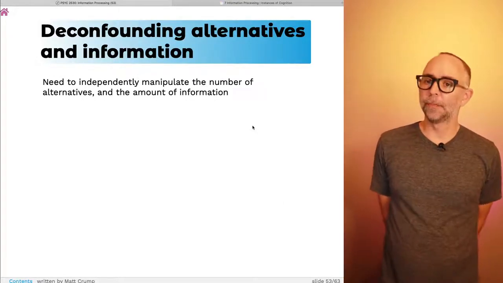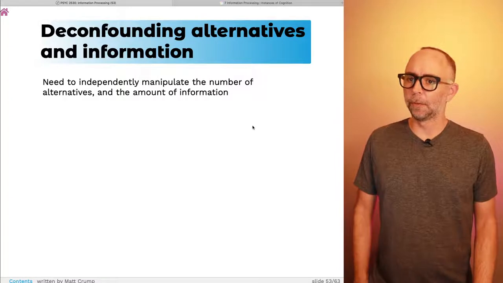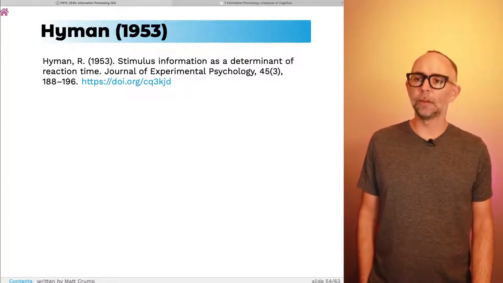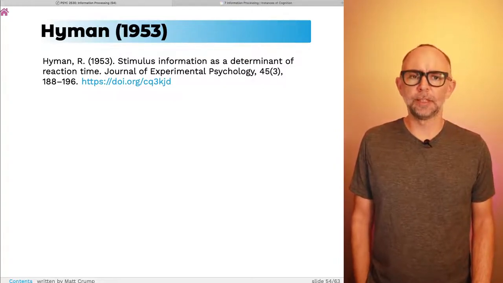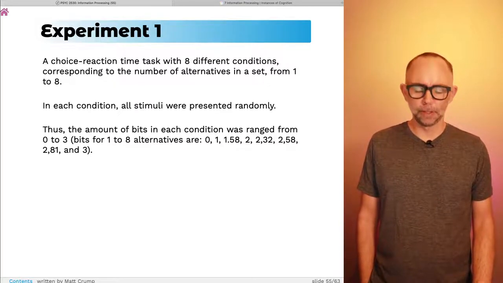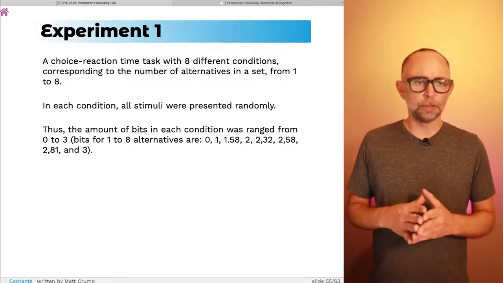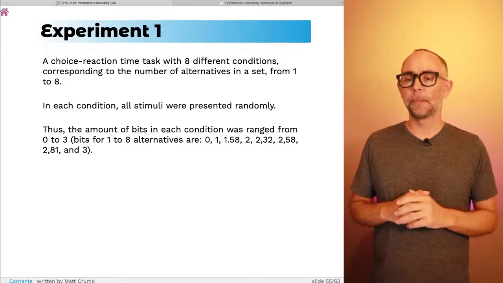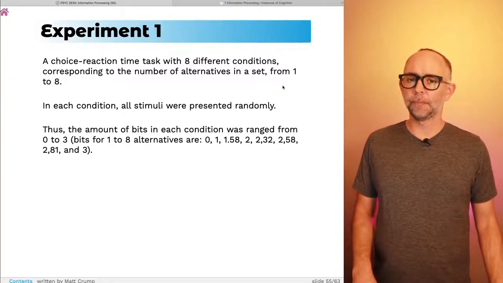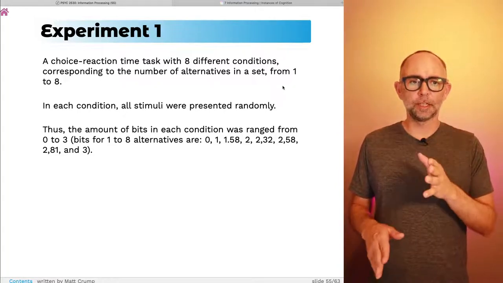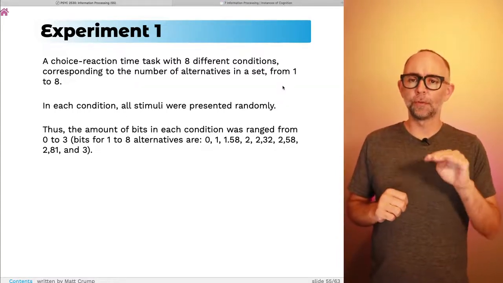So let's take a look at what they did. The important thing they needed to do was deconfound the alternatives from the information. And we'll take a look at Ray Hyman's 1953 experiment. This paper is titled Stimulus Information as a Determinant of Reaction Time. So in experiment one, it was a very simple task meant to show that choice reaction time does increase as you increase the number of alternatives in a set. So this experiment presented people with sets of stimuli with set size one, so that's just the same thing on every trial, set size two, three, four, five, six, and all the way to eight.